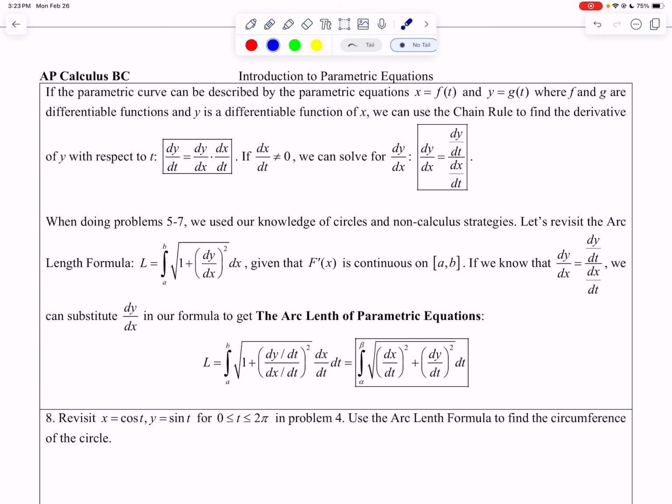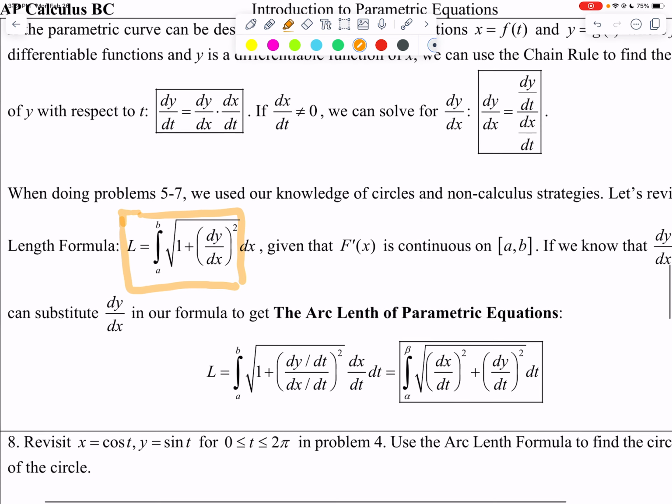Alrighty, this is going to be a continuation of the previous video. In this video, we are going to be talking about arc length in terms of parametric equations. I want you guys to think back in AB whenever we did the area unit and we talked about arc length. And we know that arc length is going to be the integral from a to b of the square root of 1 plus dy dx squared.